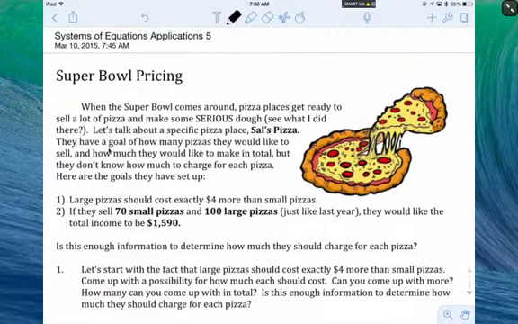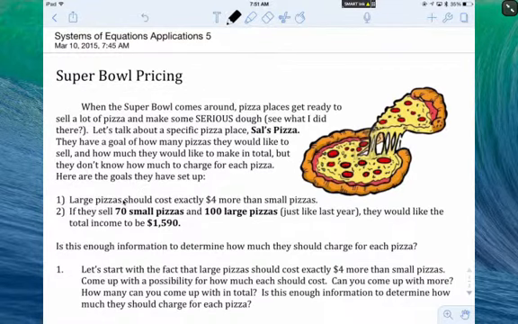But let's talk about a specific place, Sal's Pizza. And they have a goal of how many pizzas they'd like to sell, and how much they would like to make in total, but they don't yet know exactly how much they should charge for a small pizza and a large pizza to reach their goals. Okay, so here are the goals they've set up.